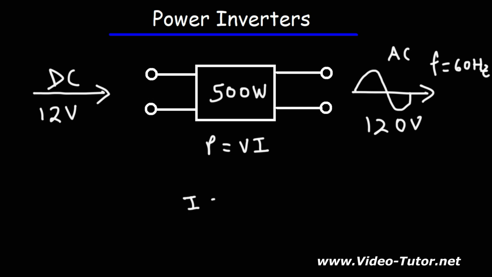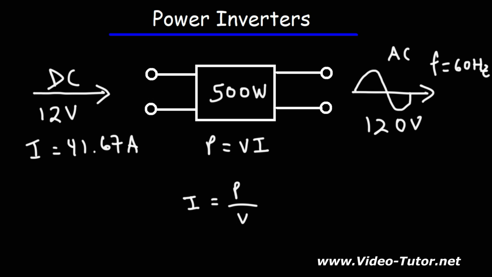To calculate the current, it's going to be power divided by voltage. So if we take 500 watts divided by 12 volts, we can get a good estimation of how much current this is going to draw from the battery. So that's going to be about 41.67 amps. Of course, you can always measure it with a multimeter, which will be a lot easier.